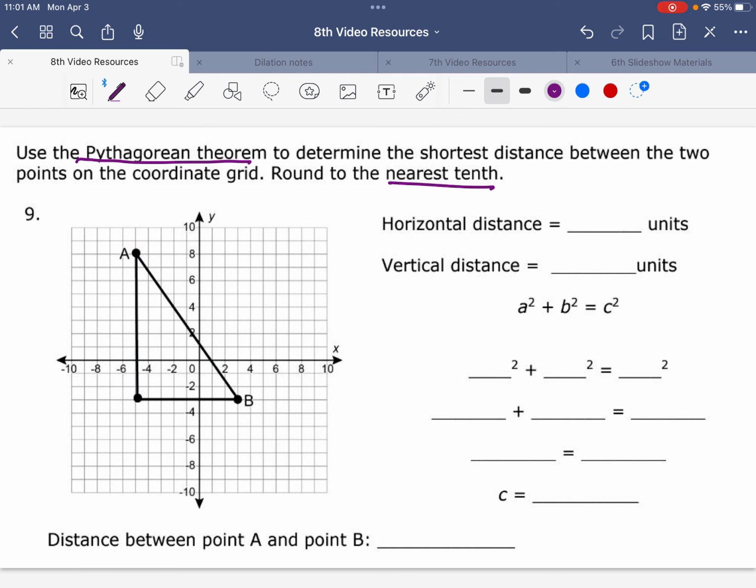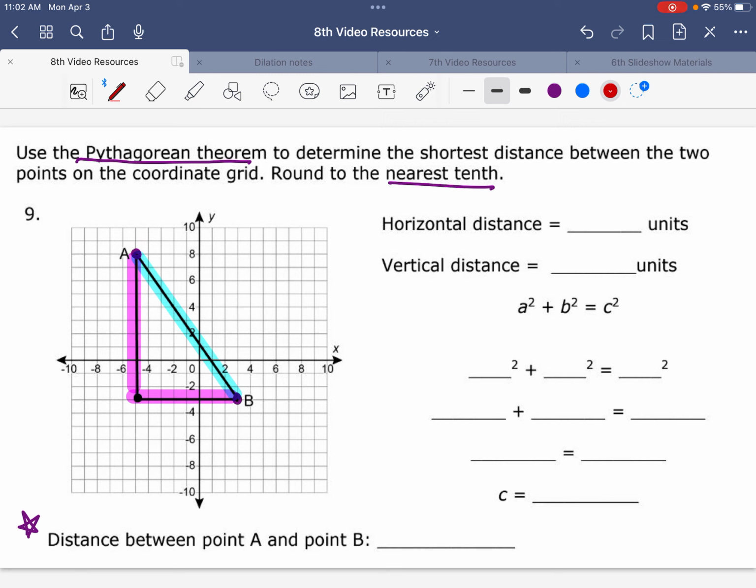Well, I know the nearest tenth is one number behind my decimal point. And if I look down at the bottom, I want the distance between points A and B. So point A right here and point B. So we are finding this distance. And so what they've already done for me is create a right triangle on the coordinate plane so that I can use the Pythagorean theorem.